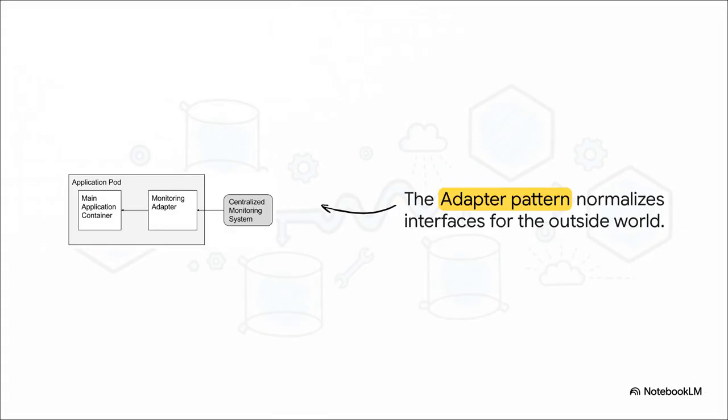Finally, we have the adapter pattern. So while the ambassador presents a simplified view of the outside world to your application, the adapter presents a simplified, homogenized view of your application to the outside world.